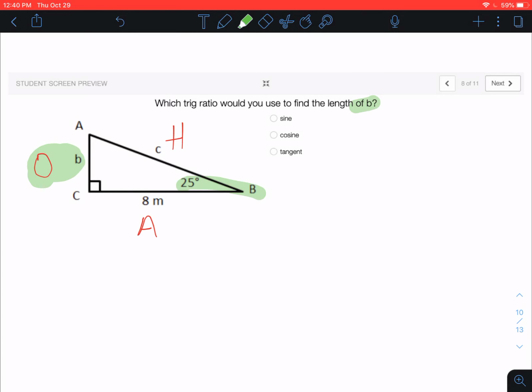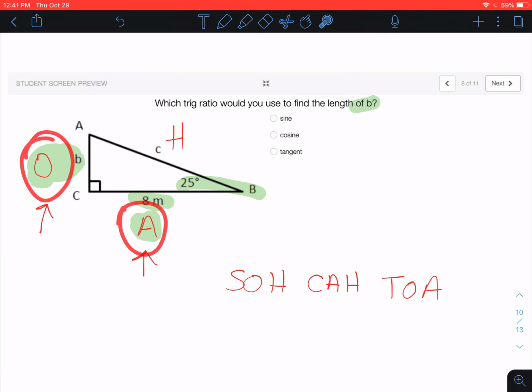So the hypotenuse is unknown in this case, right? It's just labeled C. So I want to include the adjacent side because it is giving me the length of that adjacent side as 8 meters. So now I know that I want to include the O and the A in order to solve this problem. And so when I write down SOHCAHTOA to help me remember my trig ratios, I want to choose the one that includes both O and A and does not include the H.